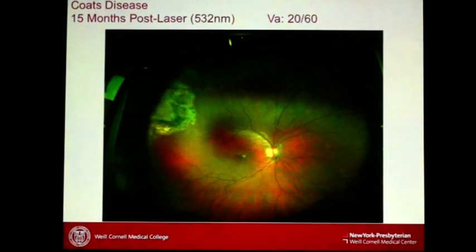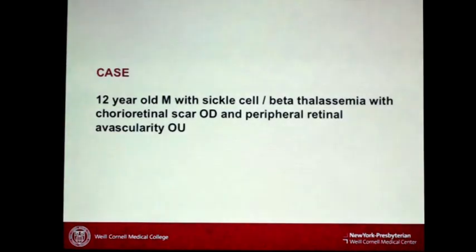Okay? Now, Coats disease is obvious because a lot of the problem is peripheral, right? And the Optos and the ultra-wide field imaging is great for peripheral disease, right? Because you want to get out to that 200-degree field. Okay? What else is a peripheral pathology?